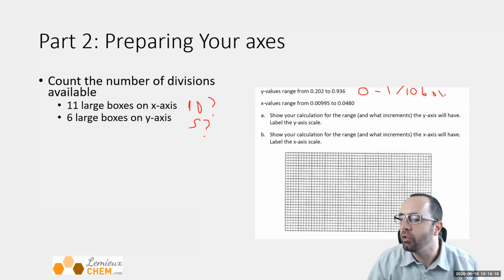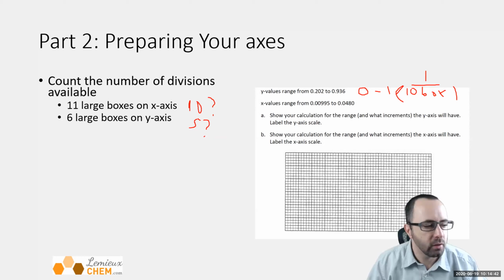The range, I guess the way I wrote this isn't very good, but the range is 1. We're going to divide, I'll just put a parentheses here, 1 over 10 boxes. So that means that each box will be 0.1. You can put it in your calculator if you don't feel comfortable doing that mental math.